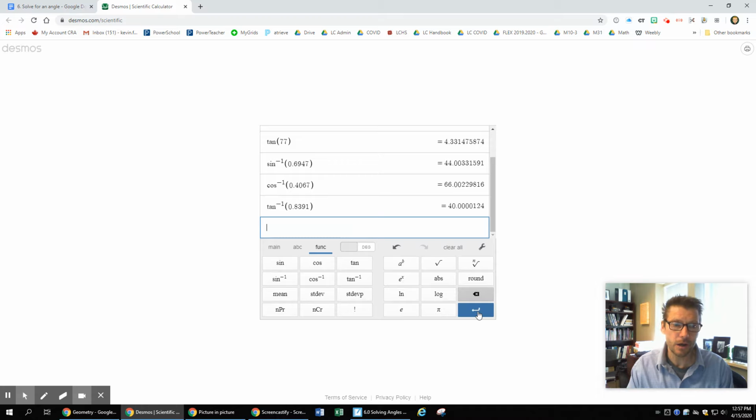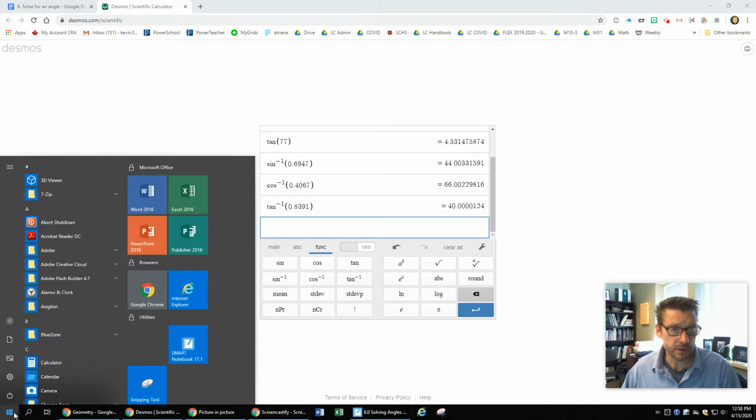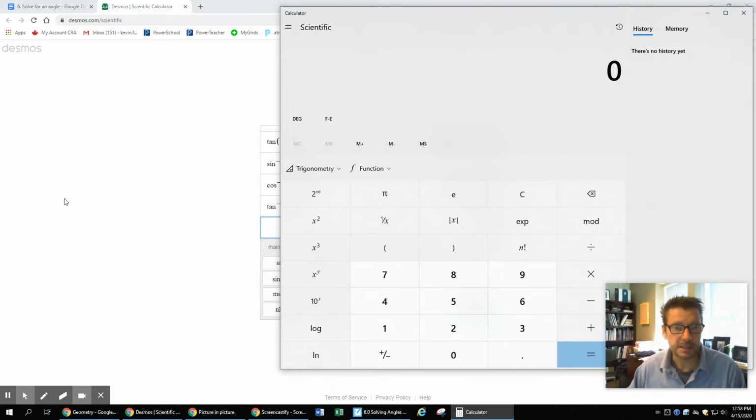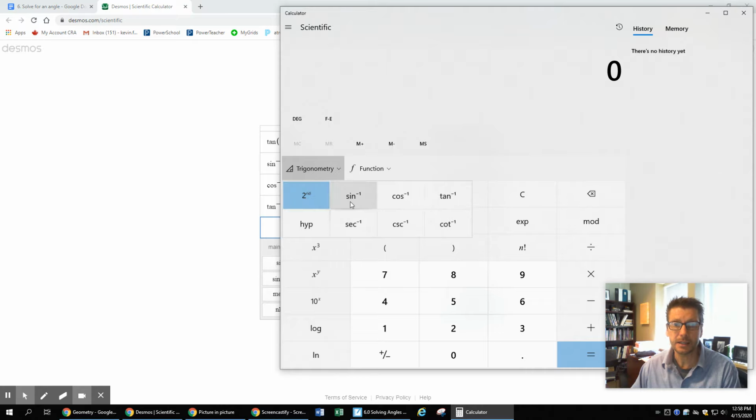Unfortunately, not all scientific calculators work that way. If I pull up the calculator app on our computer, I'm in a scientific calculator. There are different calculators, but I want to be in scientific calculator. I've got a trig menu, and you can see it says sine, cosine, and tangent here. When I press second, now I get the sine minus 1, cos minus 1, tan minus 1. So again, different calculators have different ways of doing the questions.